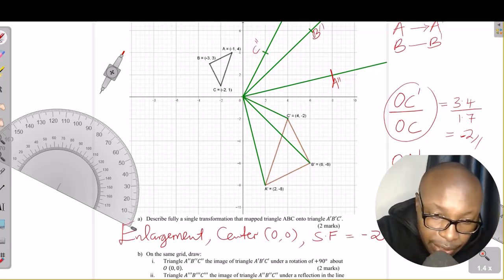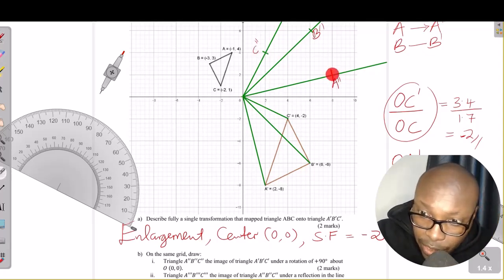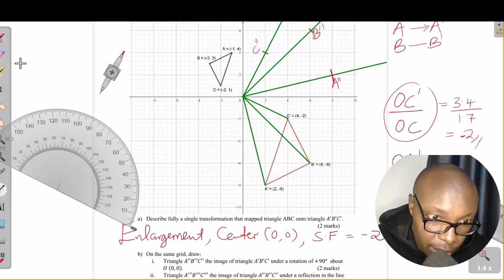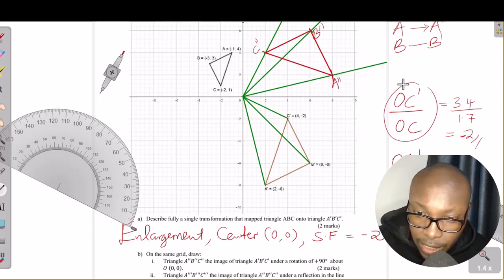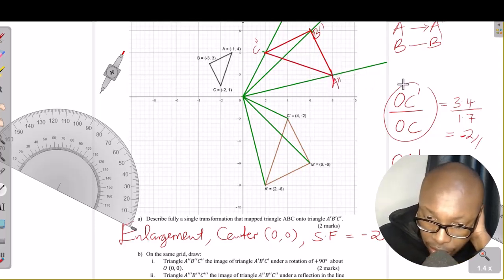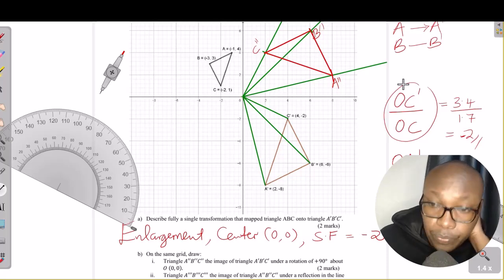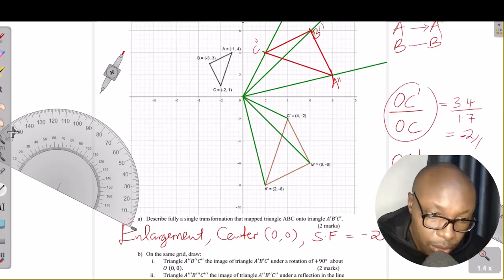So now you have the 3 points: A double prime, B double prime, C double prime. You can join them to make that triangle. So from A to B, and then from B to C, and then from C to A. So that is the image. We've now given triangle A double prime, B double prime, C double prime. The triangle is there. 2 marks. We go to the next part.